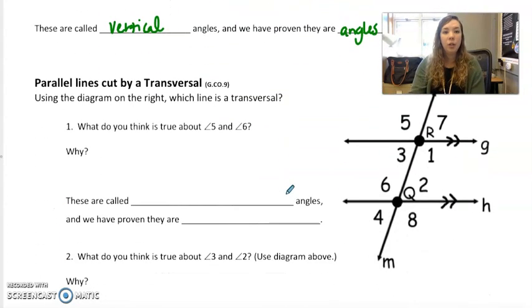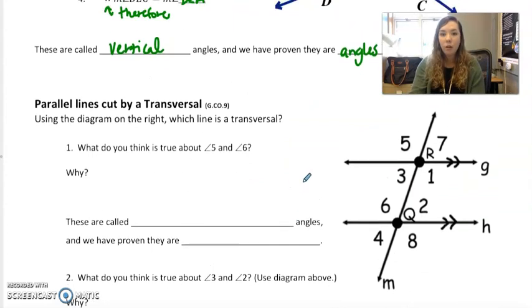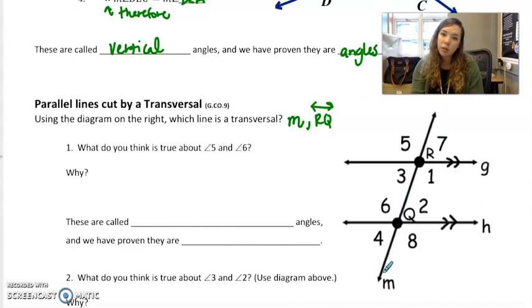Parallel lines cut by a transversal. Using our diagram on the right, which line is a transversal? And that would be line M. Okay, they've labeled it M, or you could say line RQ if you named it with the points. But this is the transversal because it's the one cutting through the other 2 lines. What do you think is true about angles 5 and 6?